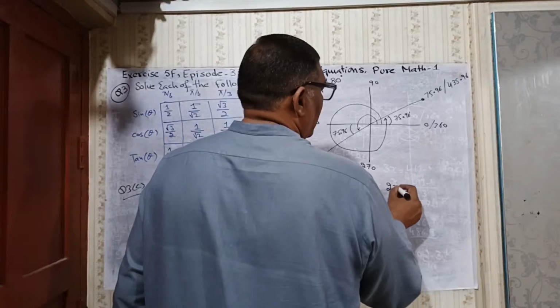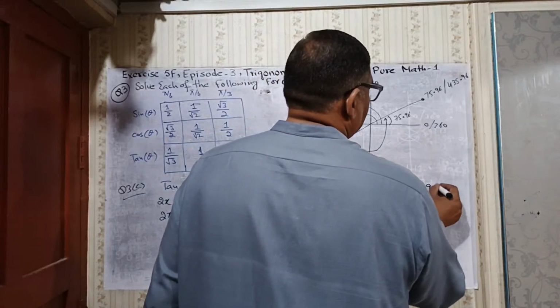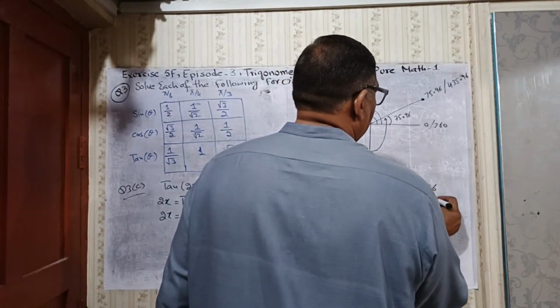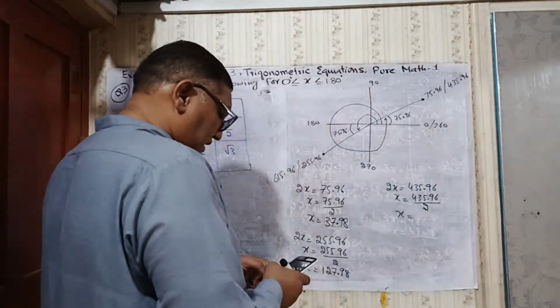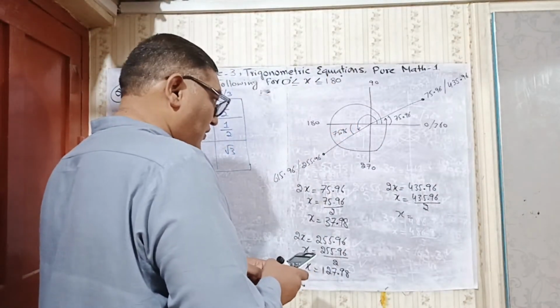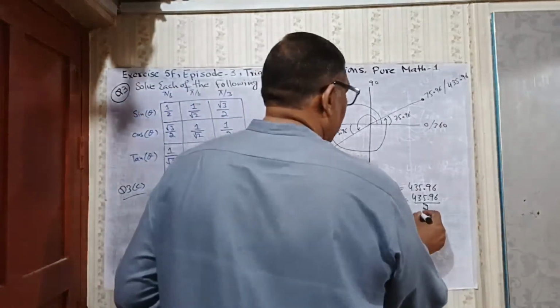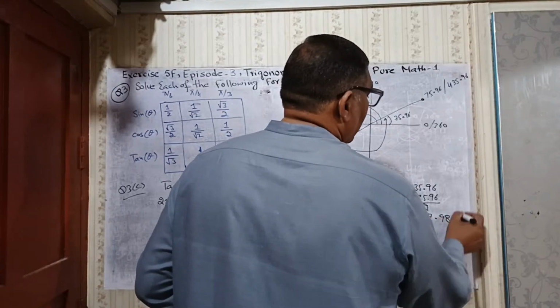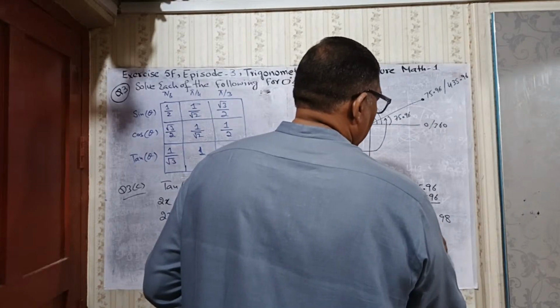Let's try. 2x is equal to 435.96. So x will be equal to 435.96 divided by 2, that is 217.98. But I'm not going to take this value. Just neglect this value.